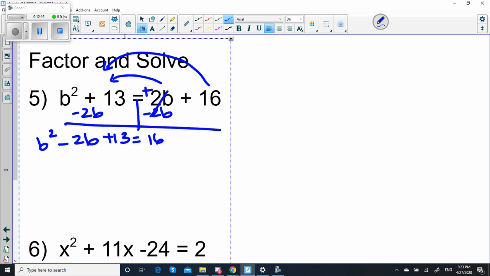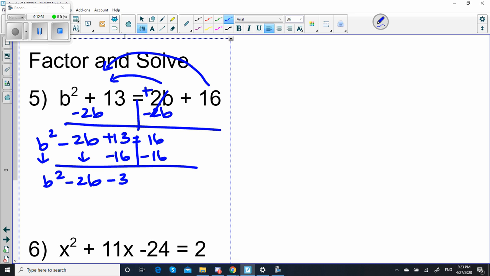A little bit in our way. We're going to move it. And we need this to be a 0, and currently it's a 16. So we need to subtract 16 on both sides. So b squared minus 2b, those just drop down. These two get combined, and that gives us negative 3 equals 0. Now it's in the form where I can factor it and solve it.